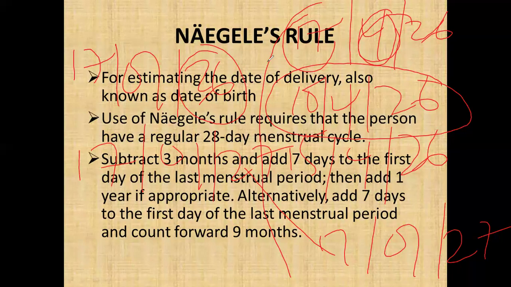If you are using the second rule where you have to count 9 months, that one you don't need to add, because after adding, if it exceeds the year, it means automatically you will enter the new year, which is the year ahead. Okay. All right.